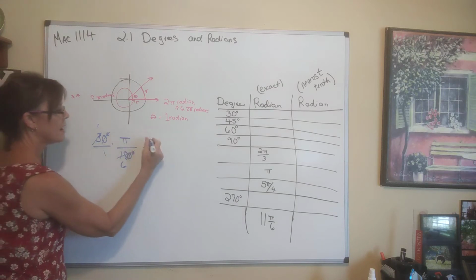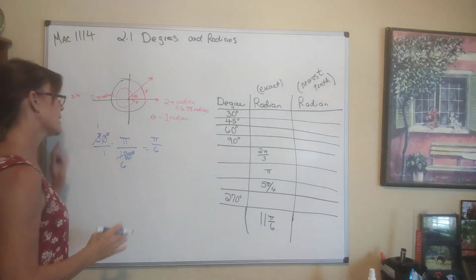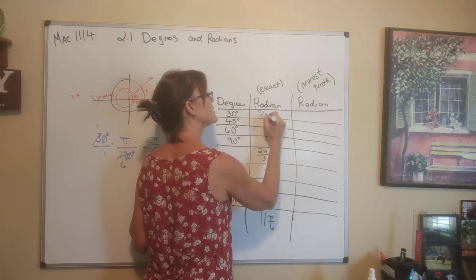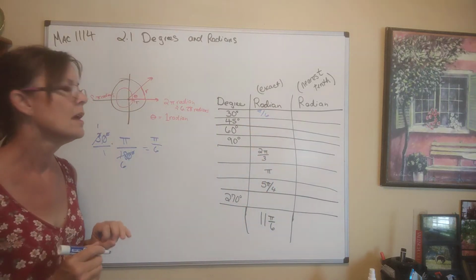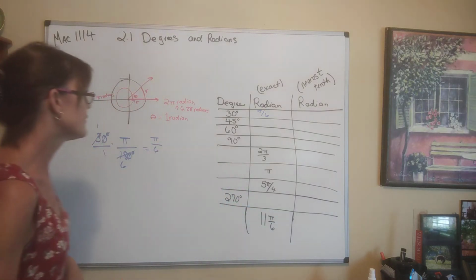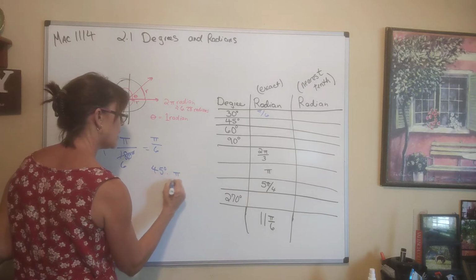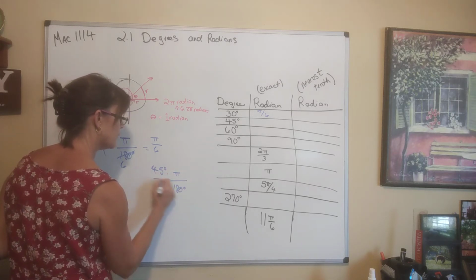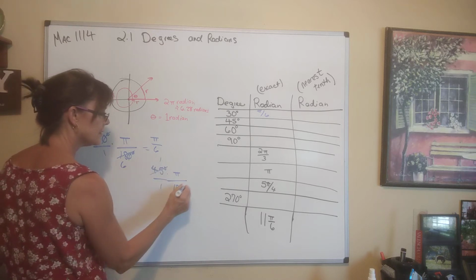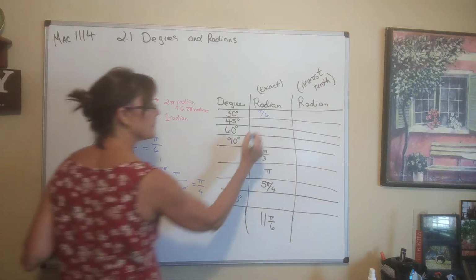So 1 times pi is pi, and 1 times 6 is 6, and it turns out that 30 degrees is equal to pi over 6, and that's the exact form. This is how I like to convert. I'm going to convert each one of these: 45 degrees times pi over 180 degrees. Turns out that 45 goes into 180 4 times, and so this is going to be pi over 4.